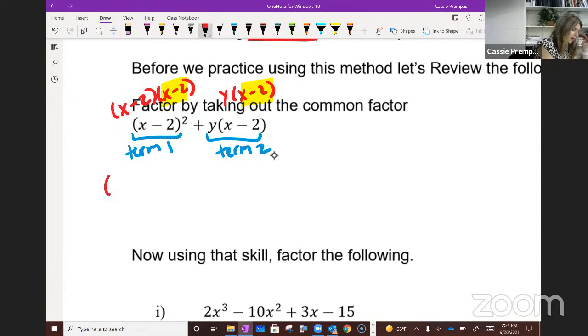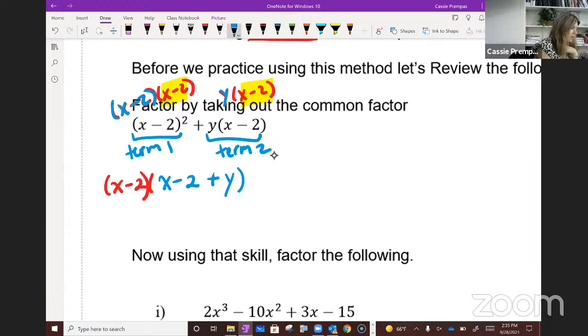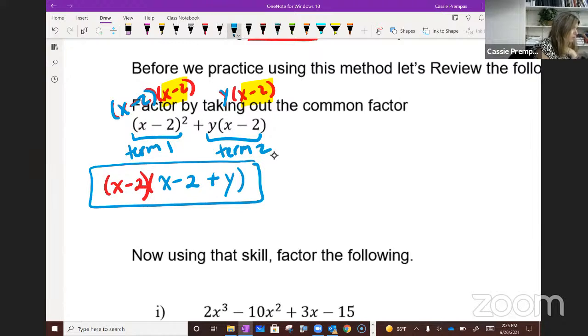So if I divide it out of the first term, what I would be left with is x minus 2. So I'll put that in. And if I was to divide it out of the second term, which is what I need to do, what will I be left with? Good, just y. So when you divide it, you're taking it out of each term, and then you're essentially grouping what's left, the x minus 2 and the y. And then that would be my answer because there's nothing else that I can do.